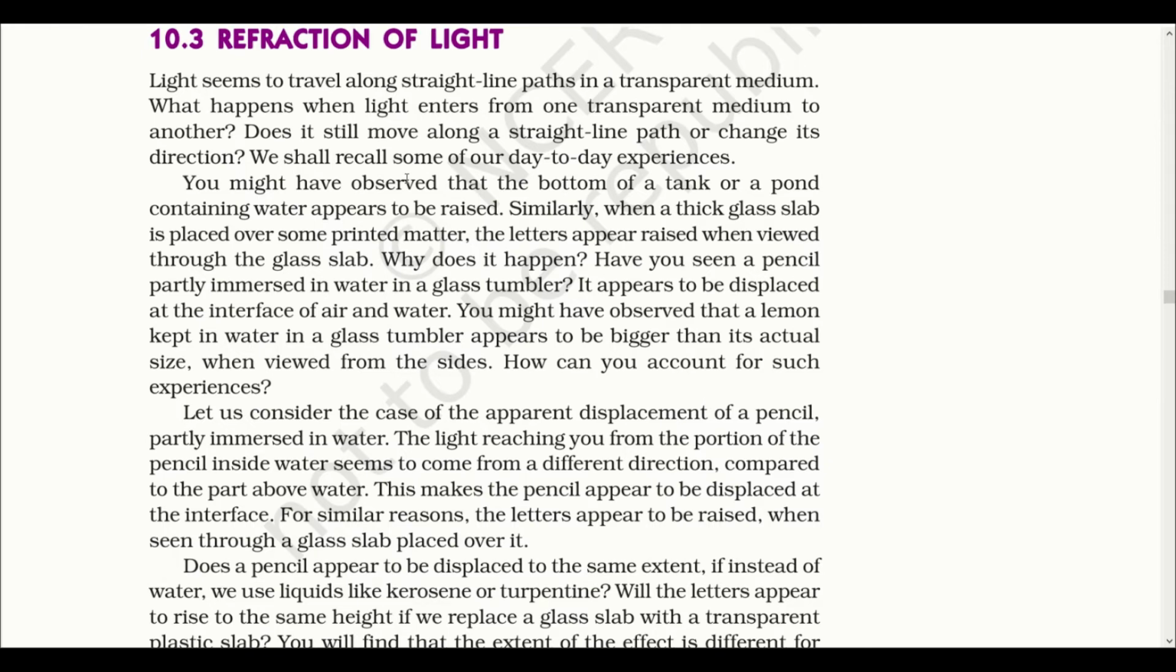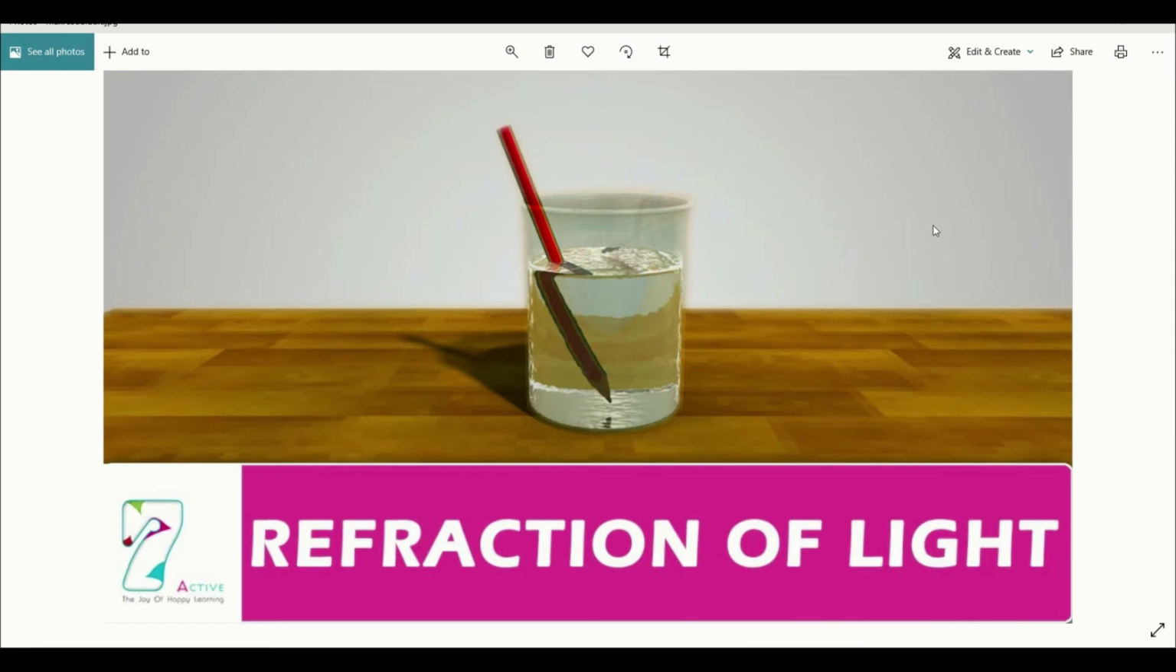Refraction of light. As you have studied earlier, reflection of light is the returning of light. Refraction of light is the bending of light. You must have seen some examples like this. Here you can see a pencil immersed in water. The pencil which is above the water seems straight, while the one that is immersed in water seems different from the original position. It should be totally straight, but it seems bent.